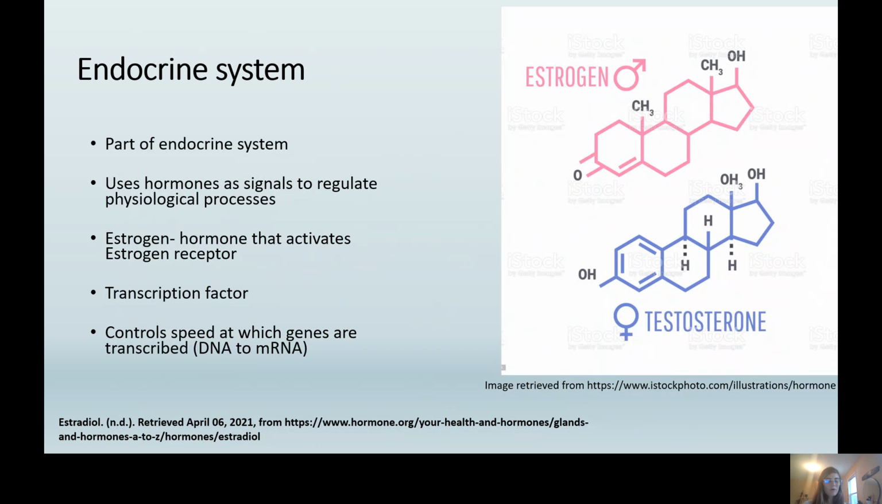First, it's important to know that estrogen is important in the endocrine system, because it uses hormones as signals to regulate physiological processes. As we talked about, estrogen is a hormone that activates the receptor. On the right is an example picture of estrogen and testosterone, which is the male hormone. The estrogen receptor is a transcription factor, and it controls the speed at which genes are transcribed from DNA to mRNA.